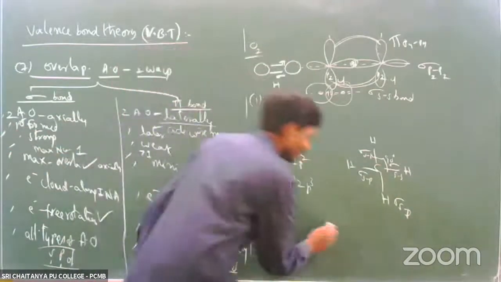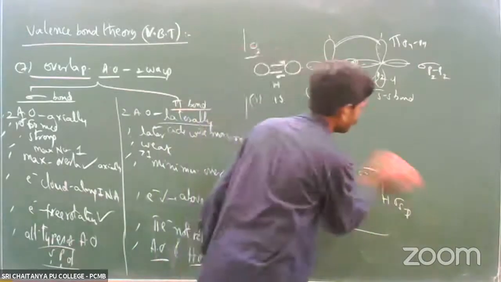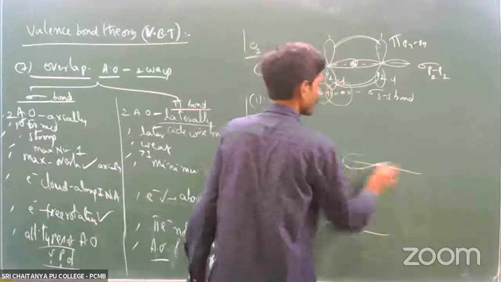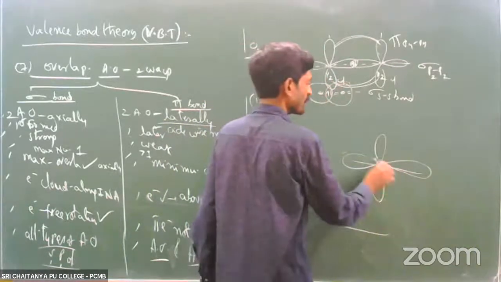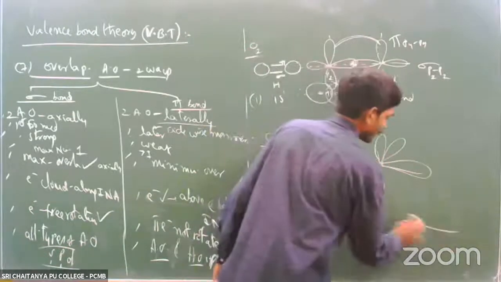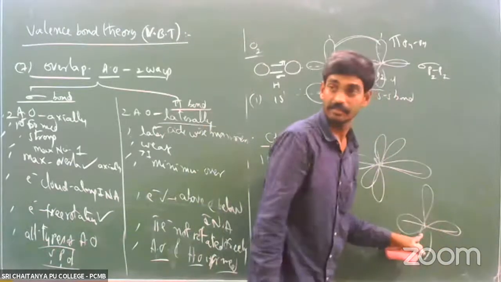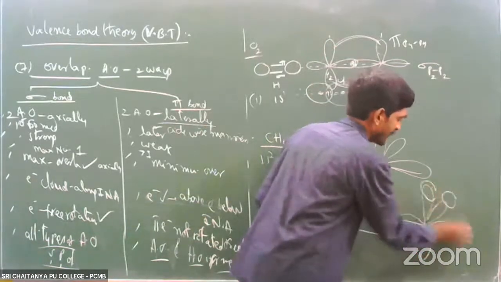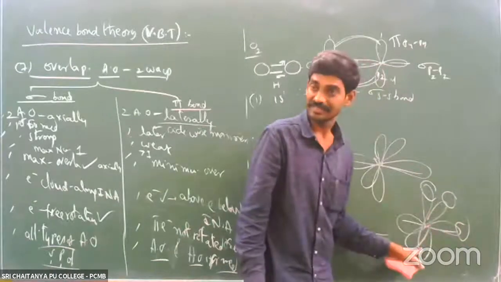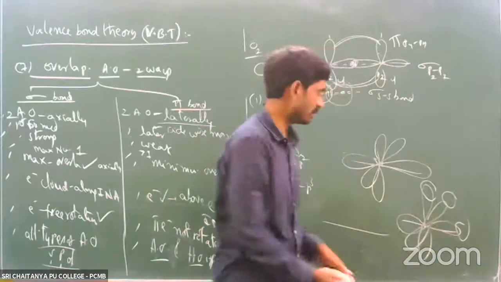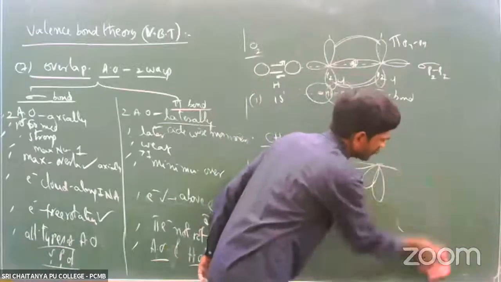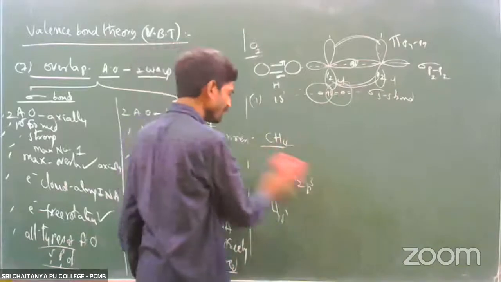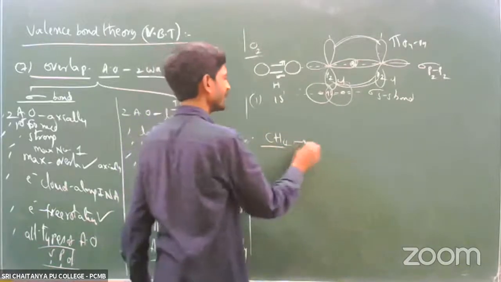So what are the 3 p orbitals? Tell me. Px, py, pz. This is px orbital, this is py orbital, this is pz orbital. So px orbital is perpendicular to py, and py is perpendicular to pz. If these overlap with the hydrogen atoms, you get perpendicular bonds with hydrogen atoms. That's why all the orbitals are perpendicular to each other, and that's why in the methane molecule the bond angle is 90 degrees.